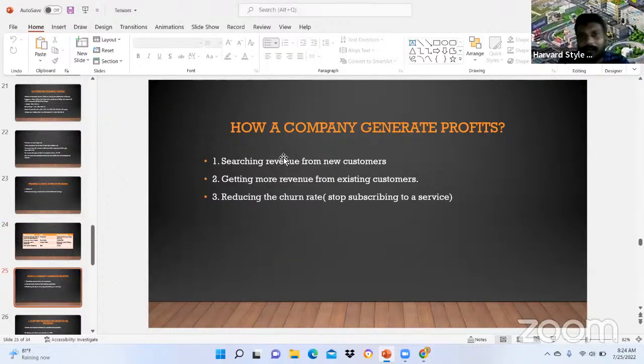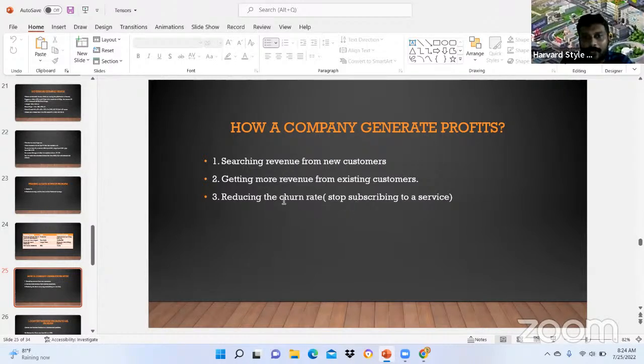Okay, how does a company generate profits? I told you that you can take revenue from existing customers, take revenue from new customers, and also reduce the churn rate.